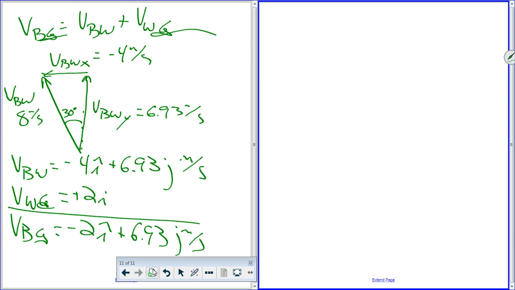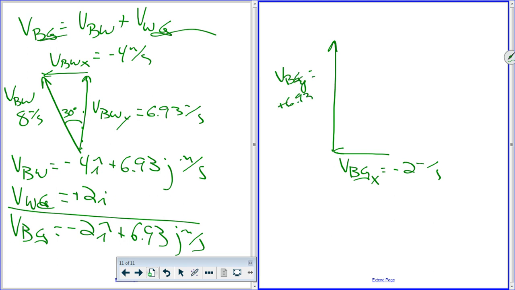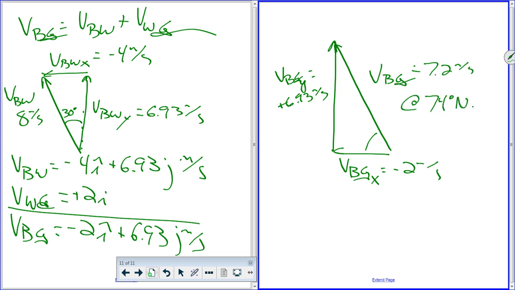So let's see. We want an I component of -2 and a Y component of +6.93. So the velocity of the boat relative to the ground in the X direction is -2. The velocity of the boat relative to the ground in the Y direction is +6.93. And we're looking for the overall velocity of the boat relative to the ground. So Pythagorean theorem, and then a little bit of trig will get you this angle. So it gives you 7.2 meters a second at 74 degrees north of west.